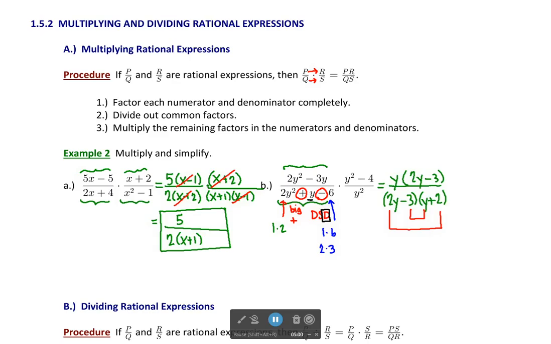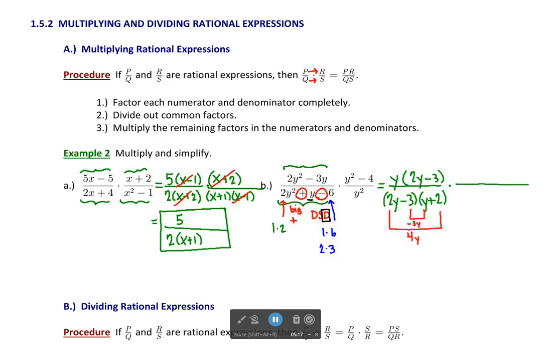Okay, so just to be clear, notice the inside terms have a product of negative 3y. Outside terms have a product of 3y. If I add those together, that gives me the correct middle term. Okay, that one was hard work. Let's look at our next numerator.